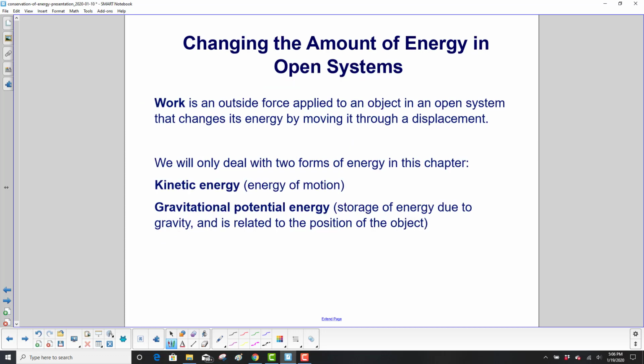Work is done by a force outside the system that is applied to an object in an open system, and it changes its energy by moving it through a displacement or a distance. We're only going to deal with two forms of energy in this chapter: kinetic energy, the energy of motion, and gravitational potential energy, where you store energy due to gravity, and it's related to the position of the object.